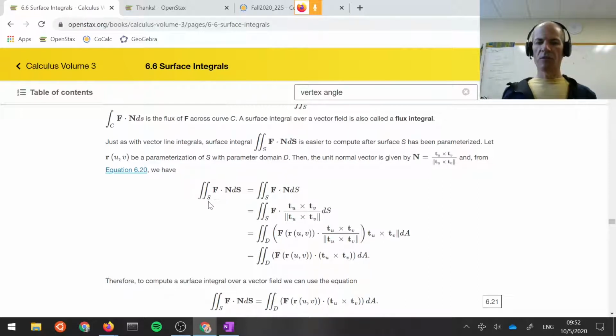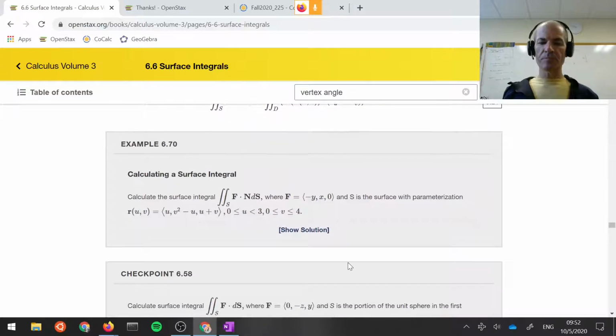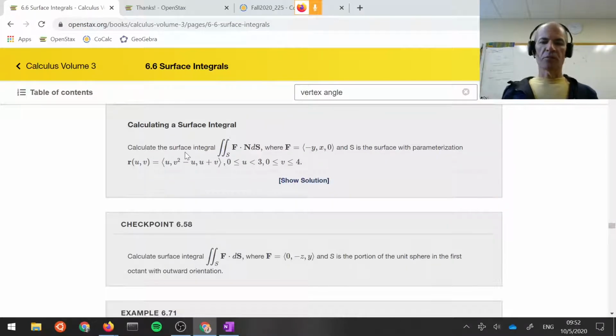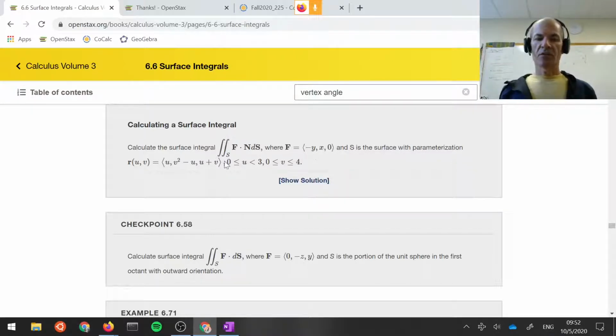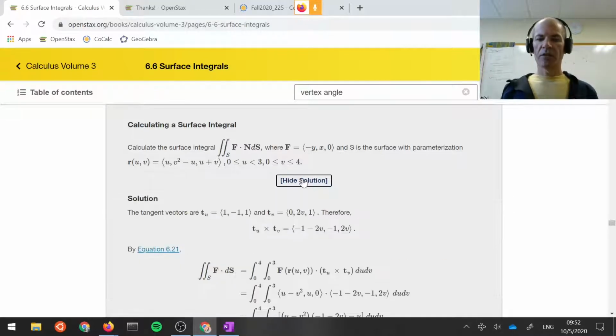So if you want to compute this flux integral over a surface, you can evaluate the vector field along the surface and just dot it with RU cross RV and do the integral. So let's look at this particular example. We want to compute F dot n dS, where F is this vector field, and the surface is given by this complicated expression. What are we going to do?